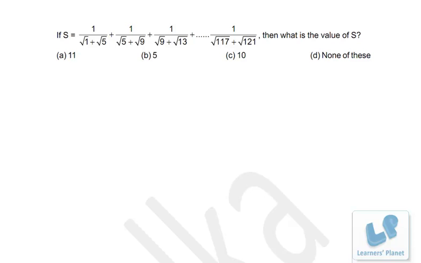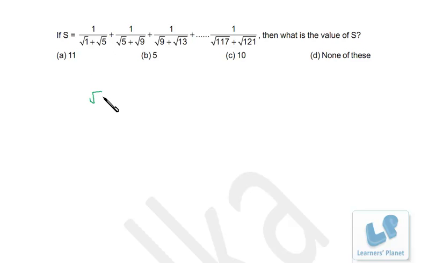Now this problem seems to be complicated but is a very easy one. Here we can see the difference between the two numbers 5, 9, 9, 13. The difference is 4, right? So what we can do is take each individual term and rationalize it. Here it is root 5 plus root 1. So I multiply and divide the expression by root 5 minus 1.